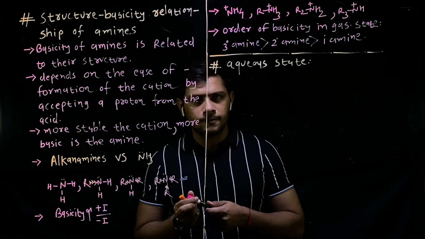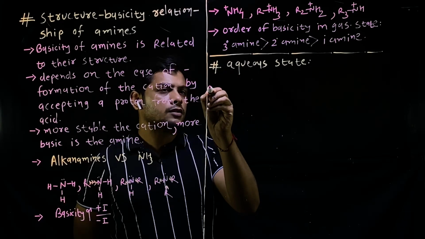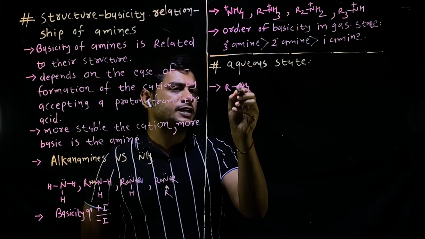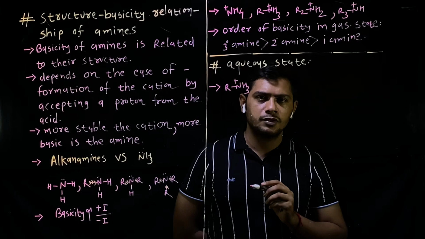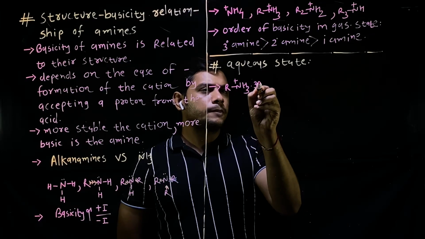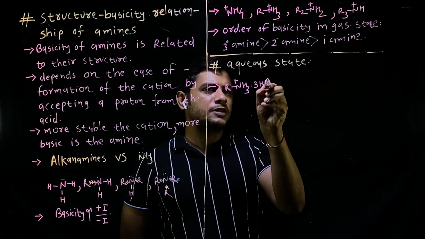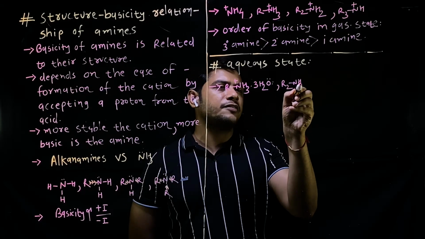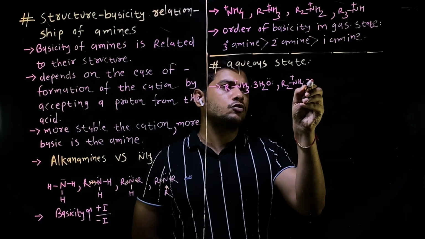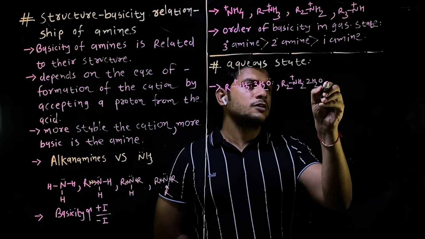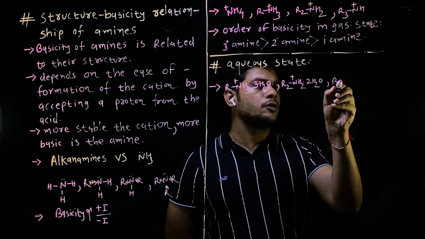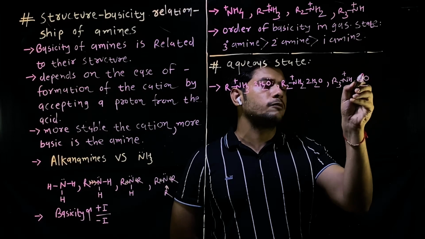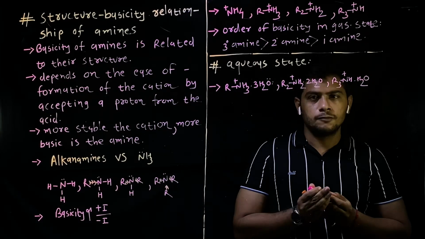If I write protonated primary amine RNH3+, friends, we can see that there are 3 hydrogens present. So it will be hydrated by 3 water molecules. Protonated secondary amine will be hydrated by 2 water molecules. And last, protonated tertiary amine will be stabilized by 1 water molecule.